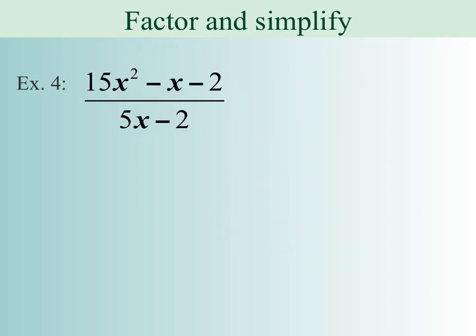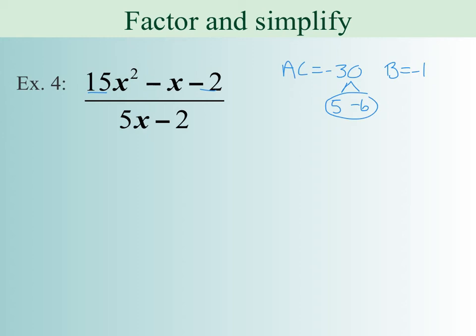Okay, and then example 4. So again, the numerator looks like it needs to be factored. It's a trinomial. There's no GCF, so I'm going to do a times c, which is -30, and look for my factors of -30 that are going to give me b, which is -1. I can list them all, but I kind of know that 5 and -6 are going to give me -1.